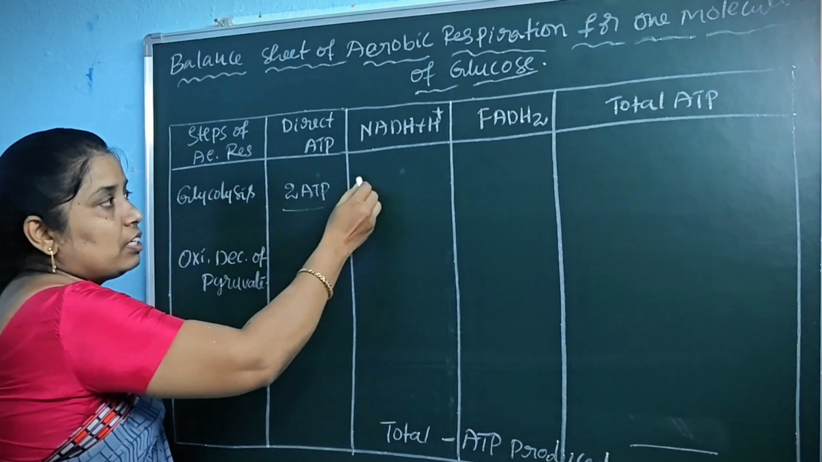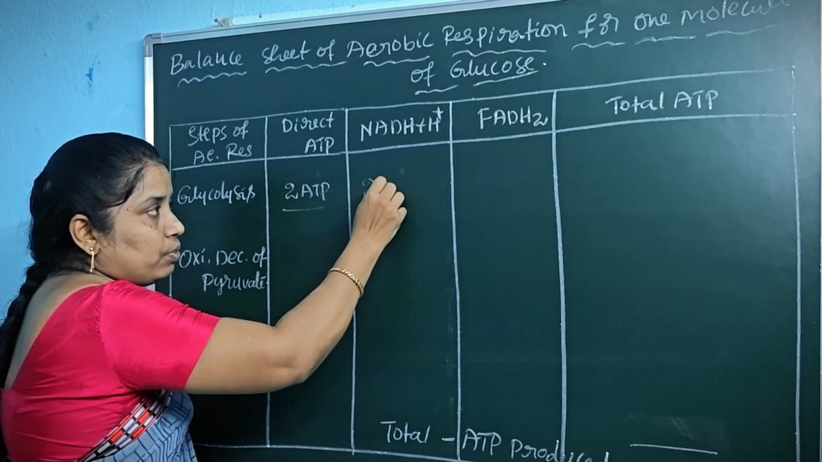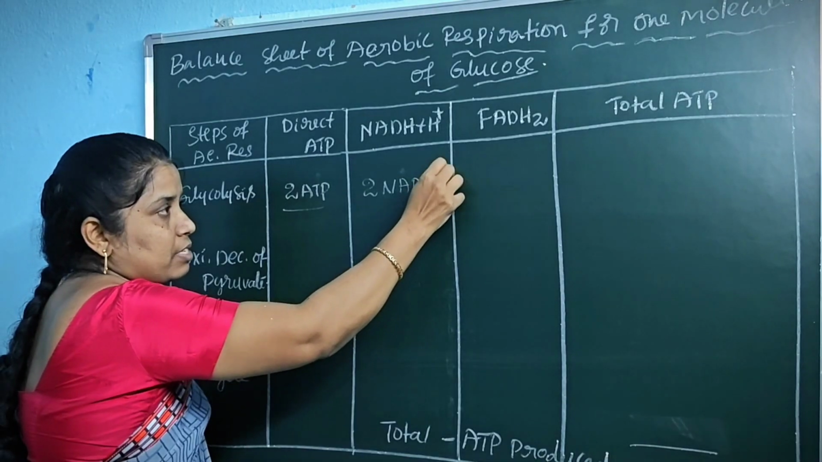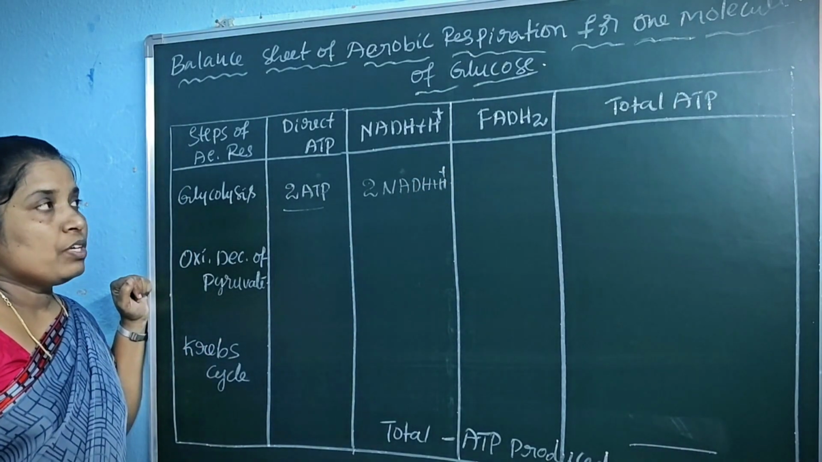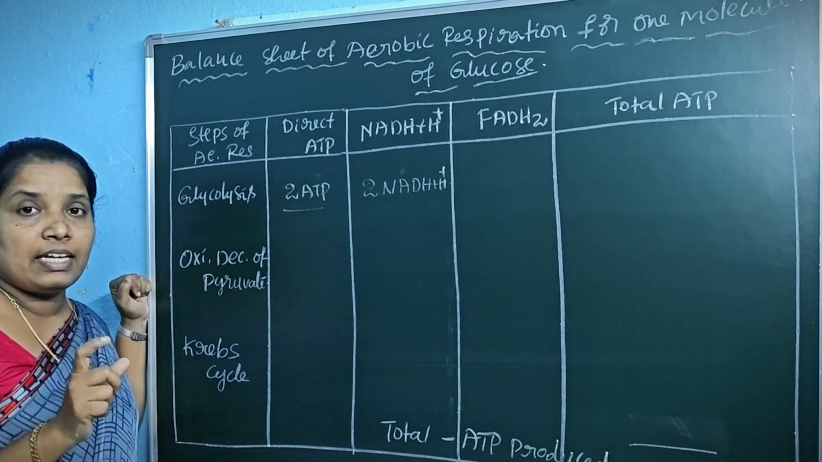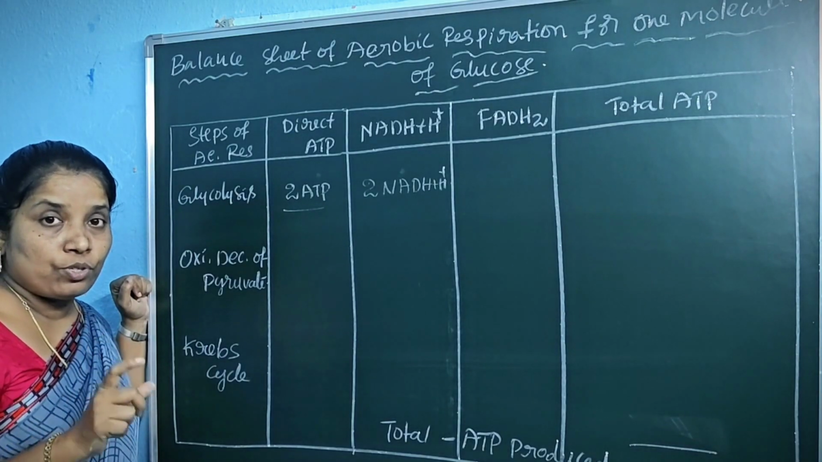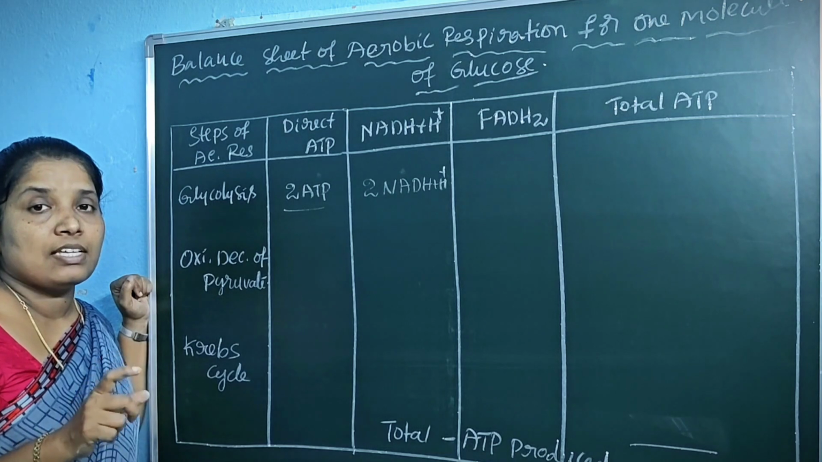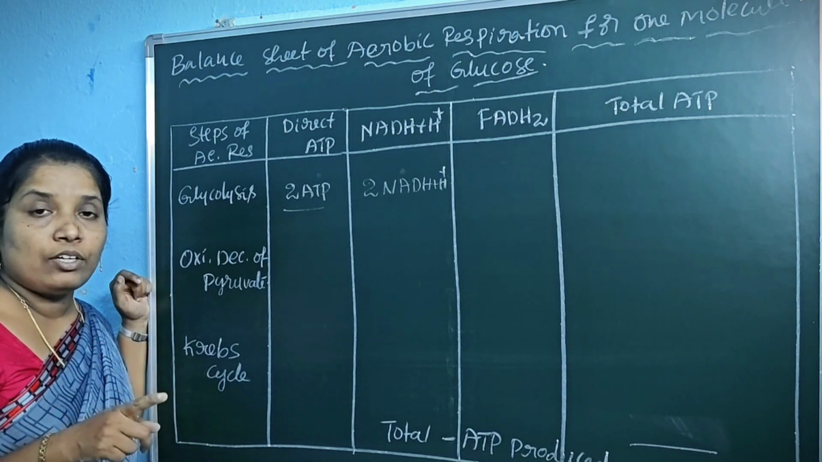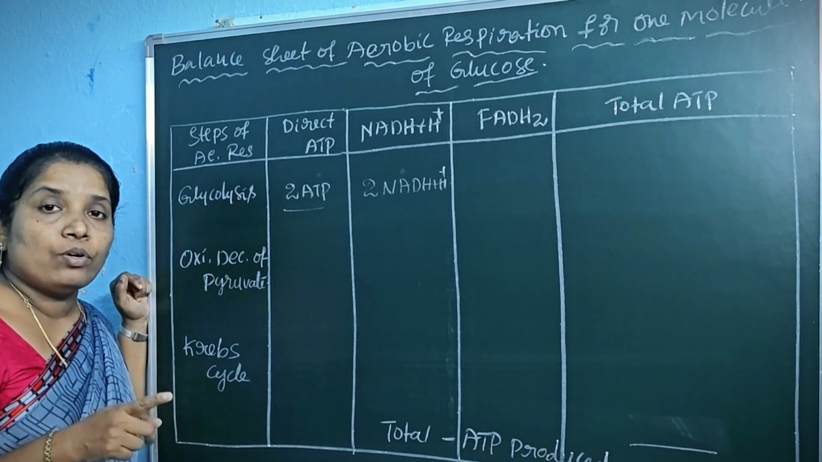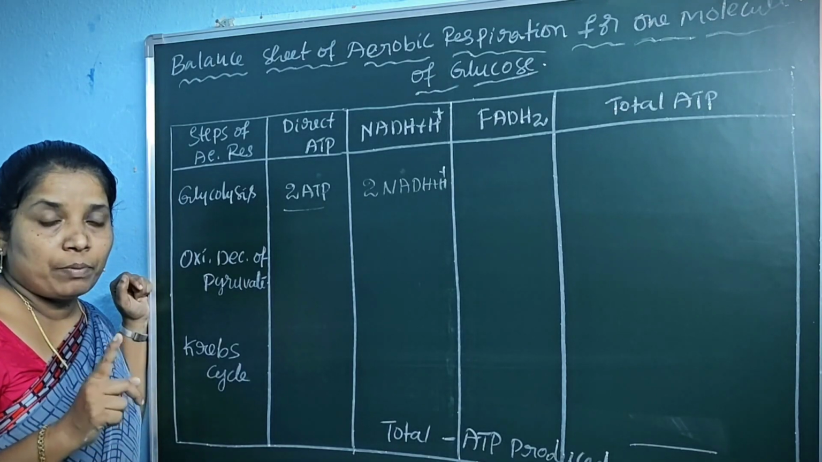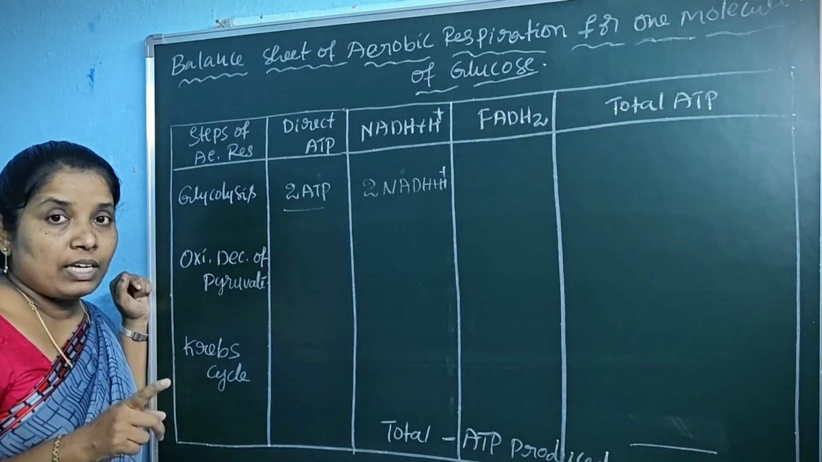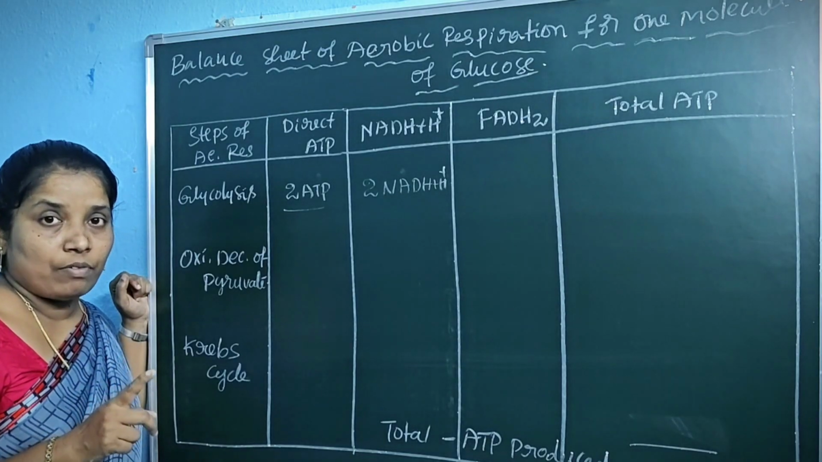In glycolysis, 2 oxidative reactions occur, so 2 NADH plus H plus are produced in the glycolysis. The location of glycolysis is the cytoplasm, so they need to enter the mitochondrial matrix for ATP production. They need to cross the inner membrane, that's why 2 shuttle systems are involved.